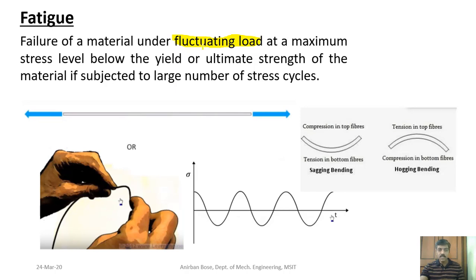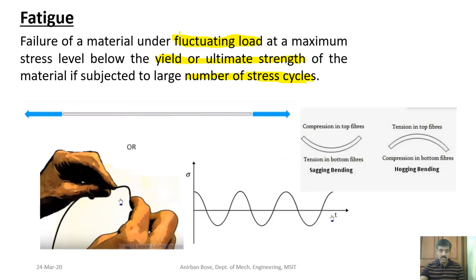Okay, at the maximum stress level below the yield or ultimate strength. See, we know that fracture occurs above yield or ultimate strength, right? But this is happening below the yield or ultimate strength, provided it is subjected to a large number of stress cycles. So these are the things that we'll see. First of all, we'll see what we mean by the fluctuating load.